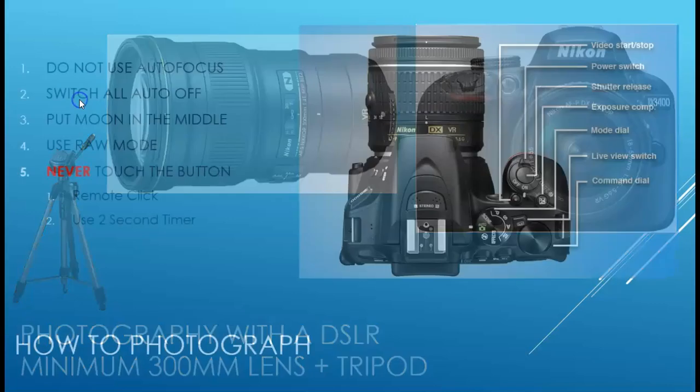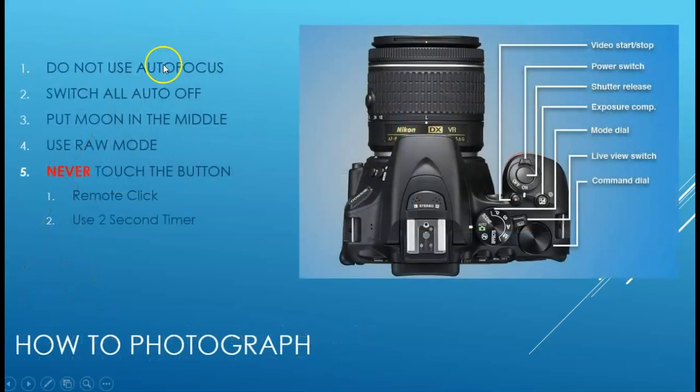Now some suggestions. Do not use autofocus. In fact, switch off all your auto stuff in your camera. We're going to use your camera manually. Number 2, put the moon in the middle of your focus. You'll find so many pictures where the moon is actually in the side or in the corner. Easy mistake. Put the moon in the middle of your camera.